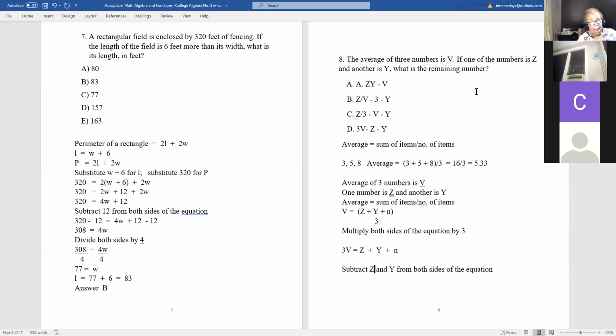If you say the average of three numbers is 3, one of the numbers is 2 and another of the numbers is 2, what is the remaining number? You're doing it, you add those up.